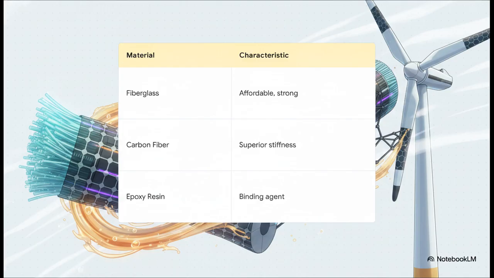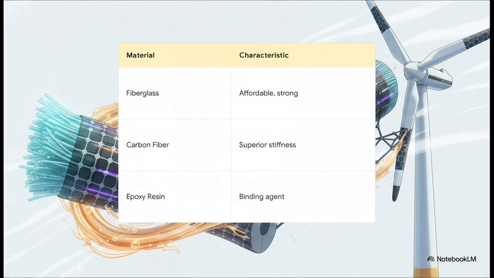It's about material science. Fiberglass is basically the workhorse of the industry. It's affordable, it resists corrosion, and it has an amazing strength-to-weight ratio. Then you have carbon fiber, which is even stronger and lighter, but it's super expensive, so engineers use it really selectively for reinforcement. And holding all these composite fibers together, that's epoxy resin.